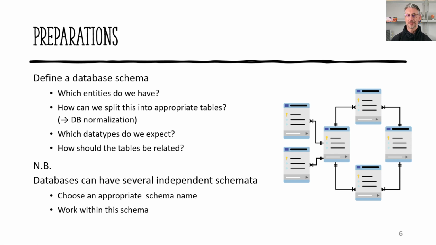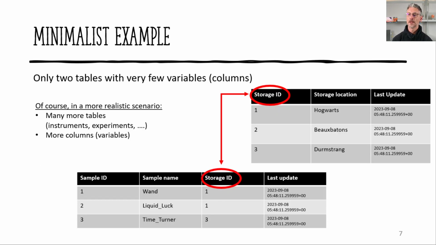Notably, the databases can have several independent schemata, so we choose an appropriate name for the schema we want to work in. Let's start with the minimalist example. We only have two tables with very few variables or columns. Of course, in a more realistic scenario, we have many more tables, like, for example, not only samples and storage locations we have here, but also instruments, experiments, and so on. And we have many more columns, but let's stick with the simplest possible example that we can give.